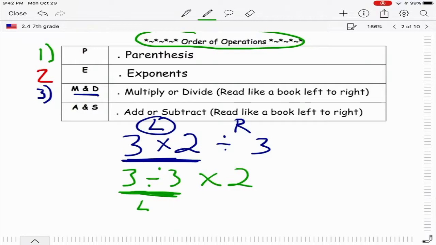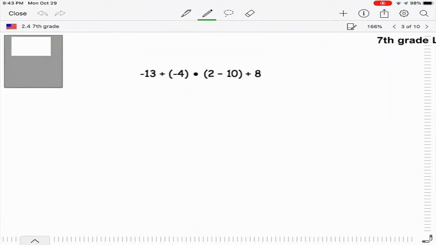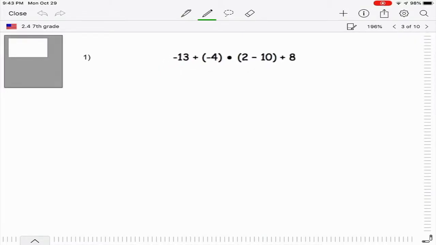So multiplying and dividing, in short, are the same level. They're both level 3. But you determine which one you do first by reading it like a book left to right. And level 4, same thing. Adding, subtracting, they're both the same level. So it's not like adding always comes before subtraction. It's more whichever one you read first like a book. So if adding comes first when you read it like a book left to right, then you add first. But if subtracting comes first, then you have to do subtraction first.